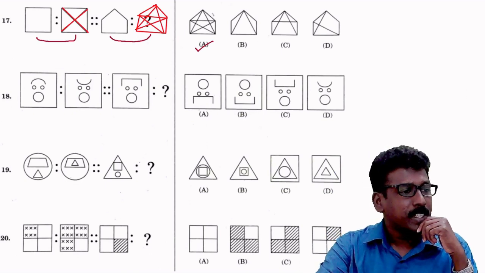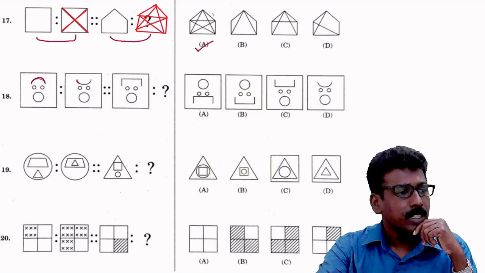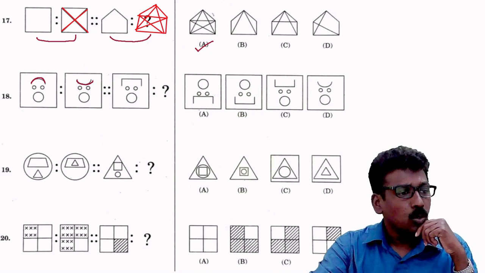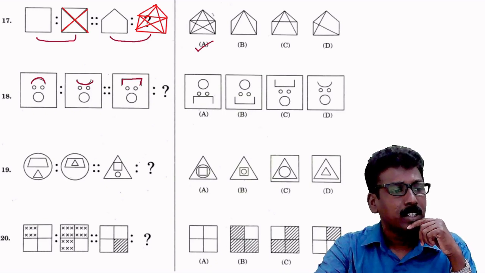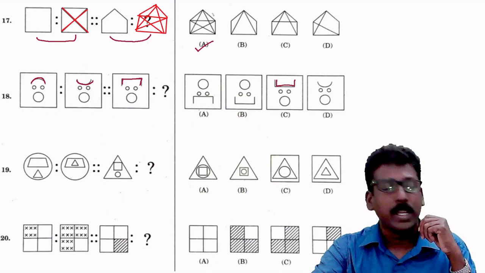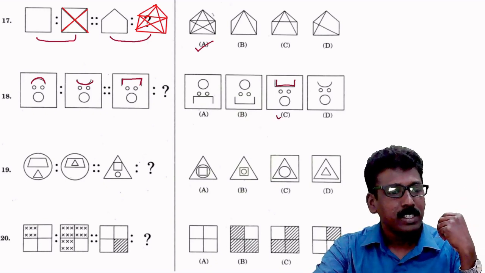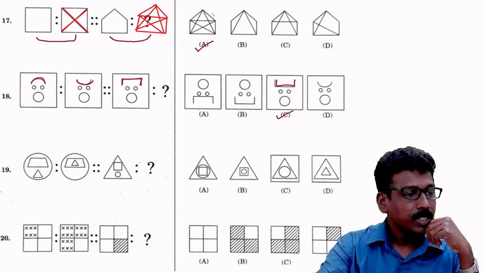For 18, an arc in this direction, here it is upward. So here is a part of a square or rectangle in this direction. So it should be upside. So only one probable answer is there. So it is very easy. C is the correct answer.